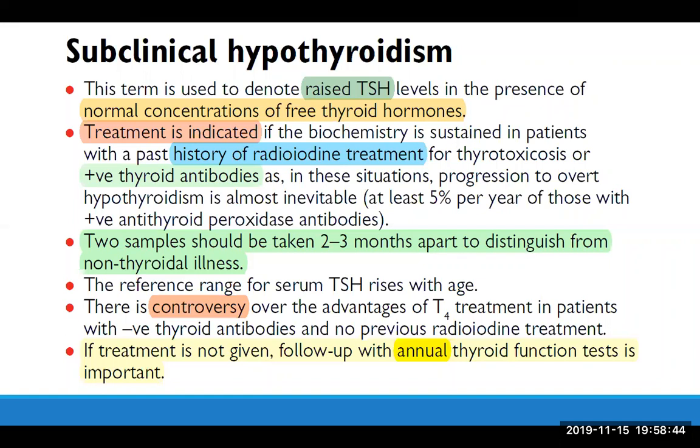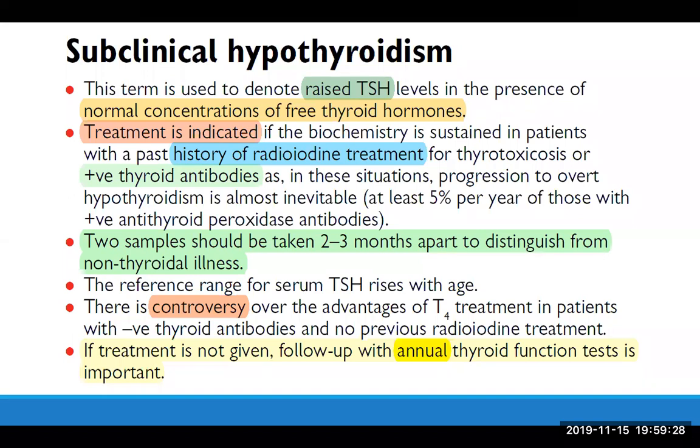But you should know that two samples should be taken two to three months apart to distinguish from non-thyroidal illness. But this is not practical during pregnancy or fertility. If a pregnant female presents to you with subclinical hypothyroidism, you must treat it. And of course, the reference range for serum TSH rises with age. For elderly people, the TSH reference range is higher than in young adults. There is a controversy over the advantage of levothyroxine in patients with a negative anti-TPO and no previous radioiodine treatment. Of course, if treatment is not given, just follow your patient annually with a thyroid function test.